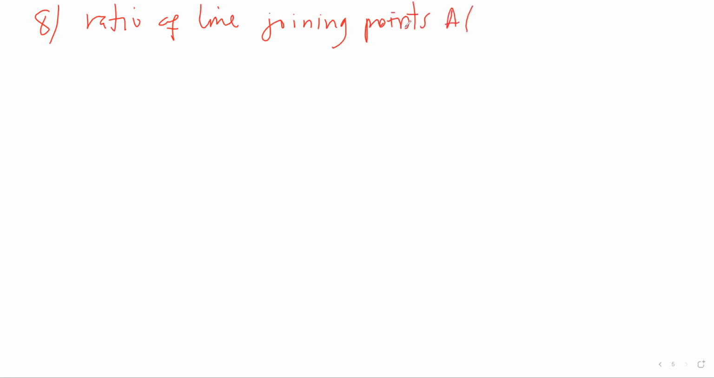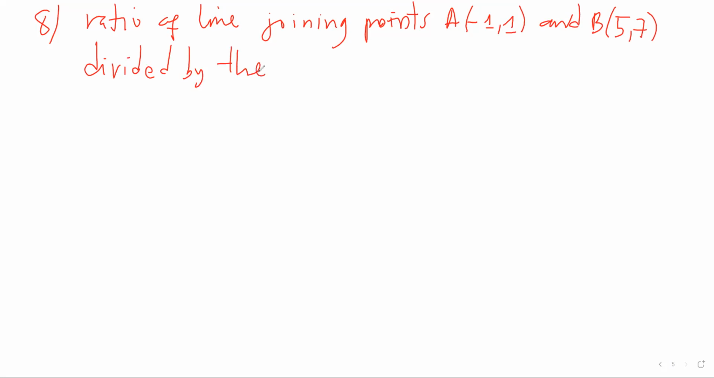So next one is the ratio of the line joining the points A, which is minus 1 and 1, and B, which is 5 and 7, divided by the line x plus y is equal to 4.